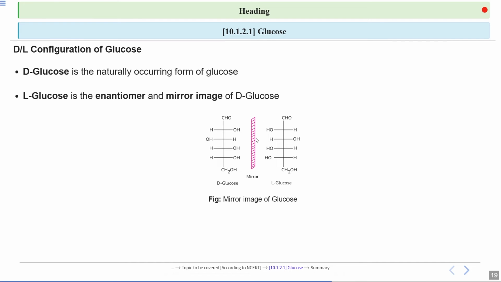If we put a mirror in between, you will see the structure we get is L-glucose. But remember, they are enantiomers, okay? They are non-superimposable.